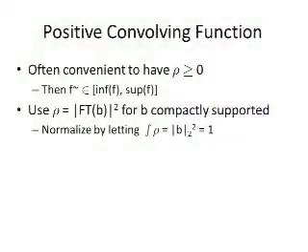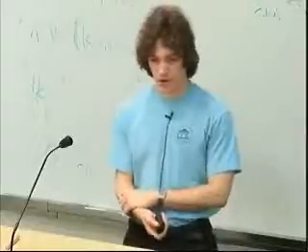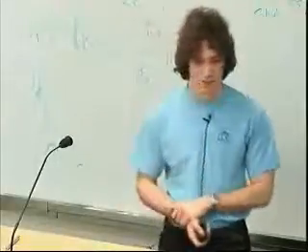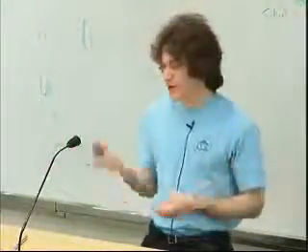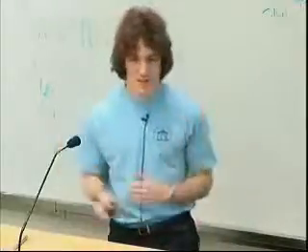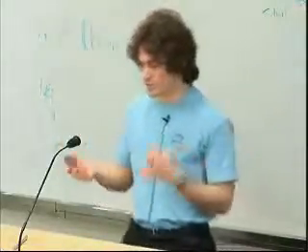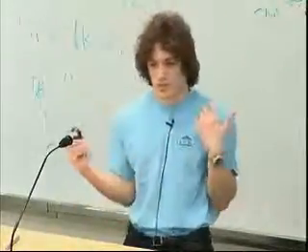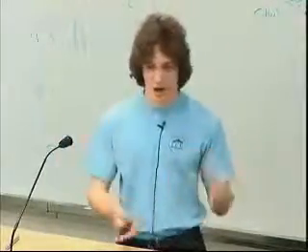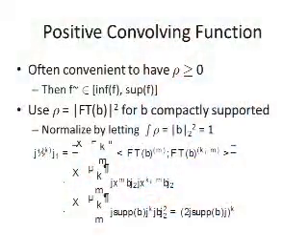Okay, so how do we do this? Well, we can let rho be the square of the Fourier transform of, again, a compactly supported function. We can normalize by letting the integral of rho, which is just the L2 norm of b, be equal to 1. So the problem now is, for a compactly supported function, we knew how to bound its higher derivatives. How do we bound the higher derivatives here? Well, again, this is a mess, so let's use the board.